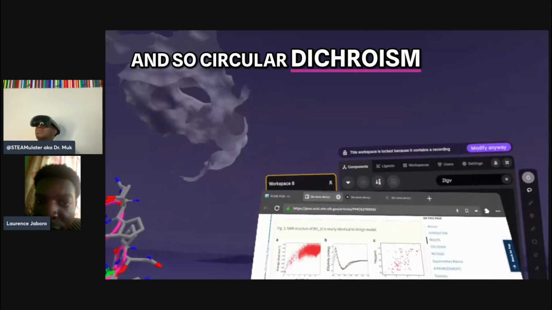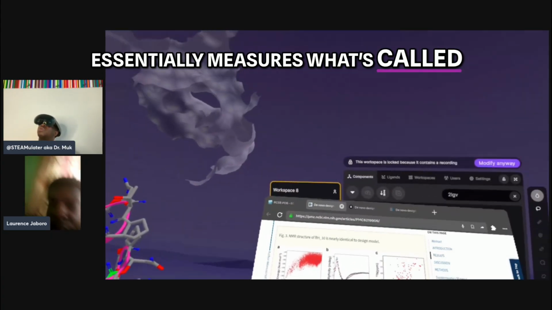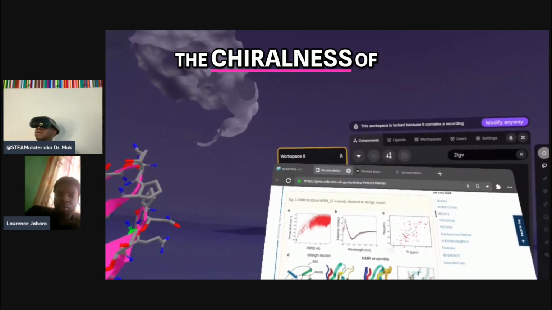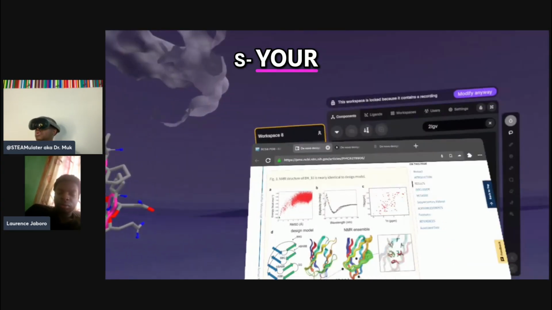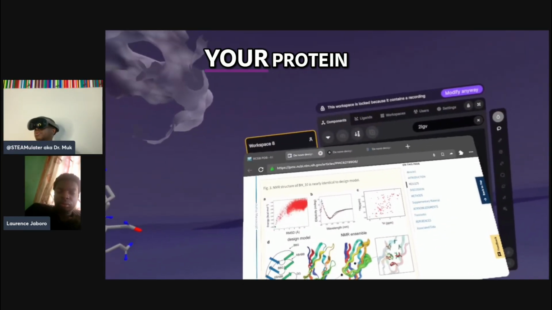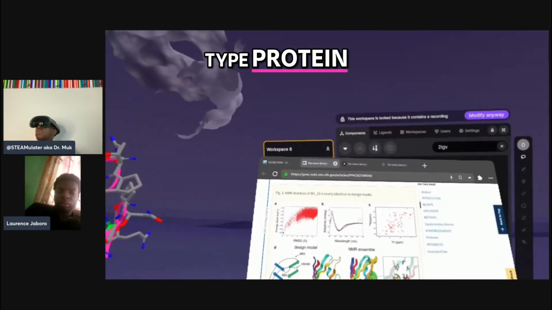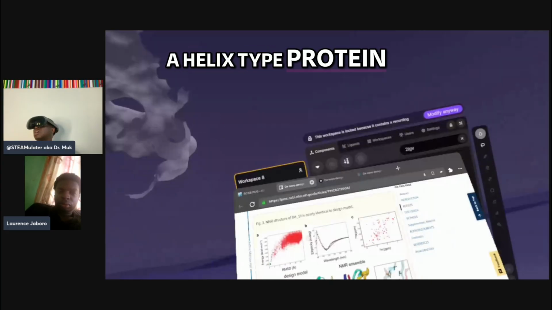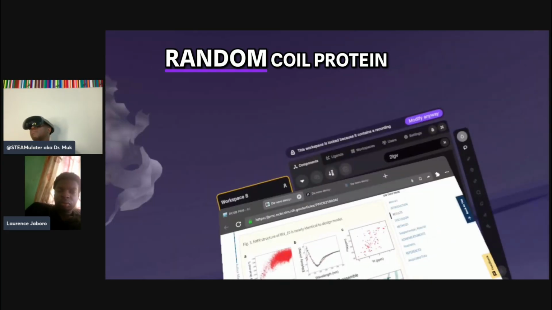And so circular dichroism essentially measures what's called ellipticity, whatever. So this is like the chirality of your protein, right? And so essentially it describes secondary structure elements of your protein. So a beta sheet type protein will have a specific signature that's different from a helix type protein, that's different from a random coil protein.